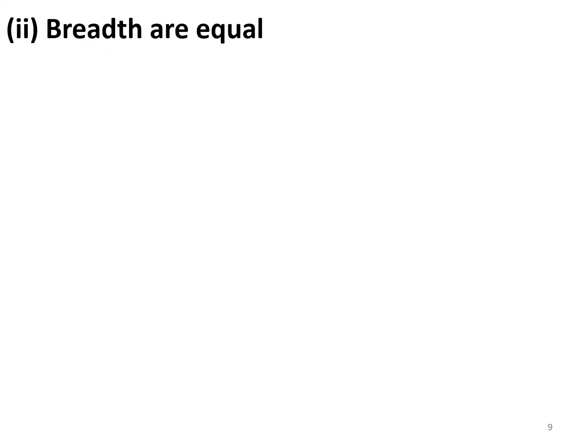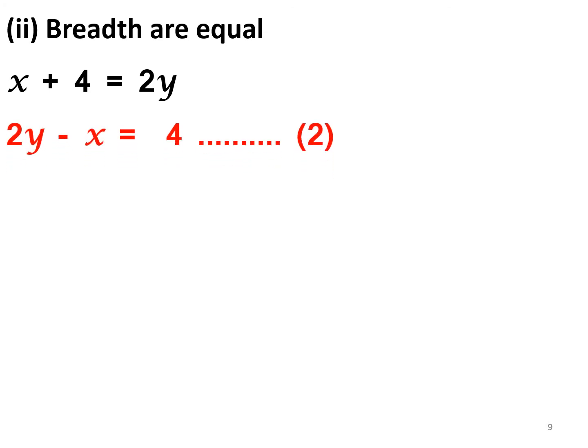Next, the breadths are equal. So, x plus 4 is equal to 2y. Again, bringing the numerical values to one side and the variables to the other side, 2y minus x is equal to 4. This is my second equation. Now I shall solve equations 1 and 2. I got two equations, and now I can solve them both through simultaneous linear equations.